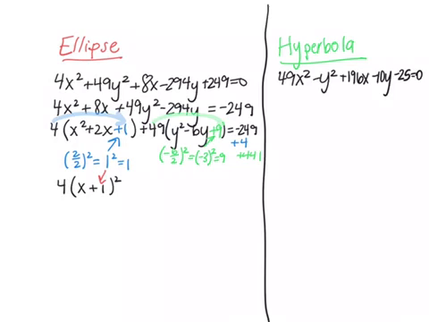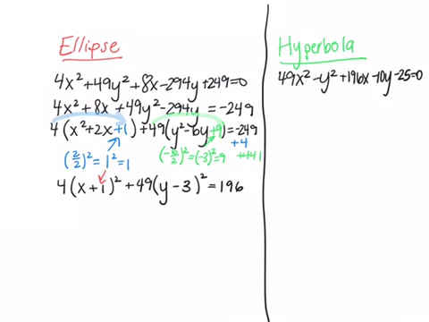So this means that I have still that 49 that I factored out, and then my y's are going to become y minus 3 quantity squared. And then this is all going to be equal to a positive 196.